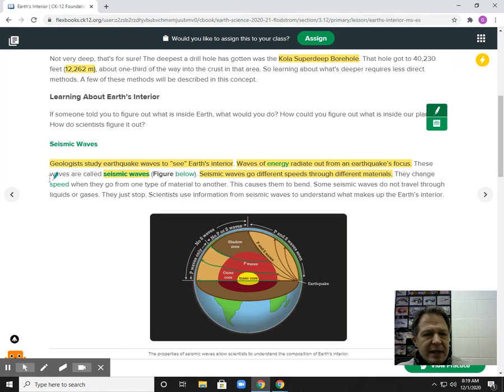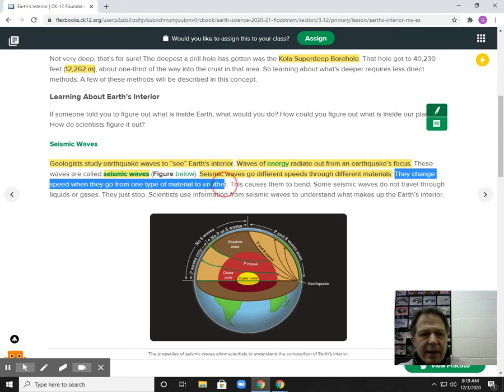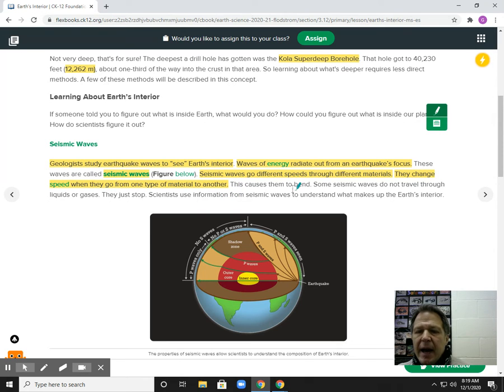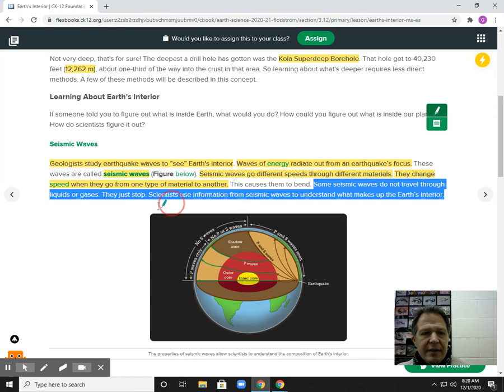They change the speed. I'm going to highlight this. I know I'm highlighting a lot. They change the speed when they go from one type of material to another, and this causes them to bend, sort of like refract. Some seismic waves do not travel through liquids or gases. So some waves do not travel. They just stop.